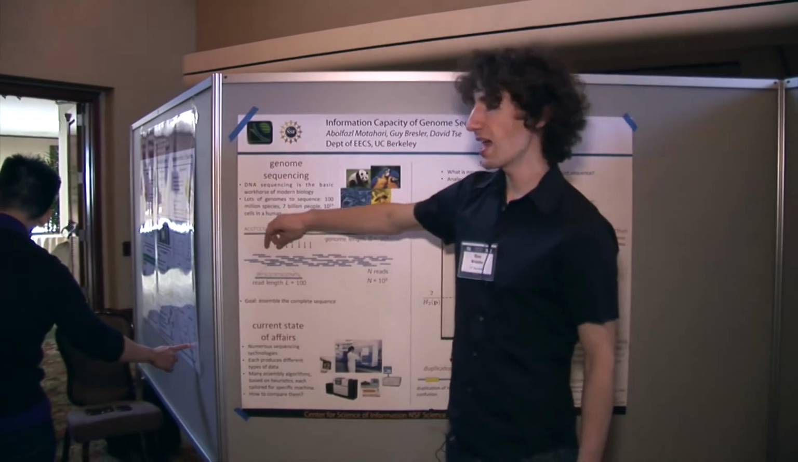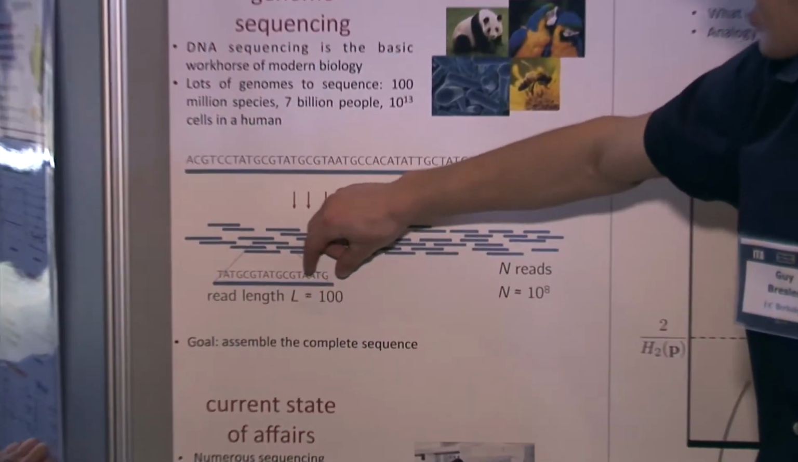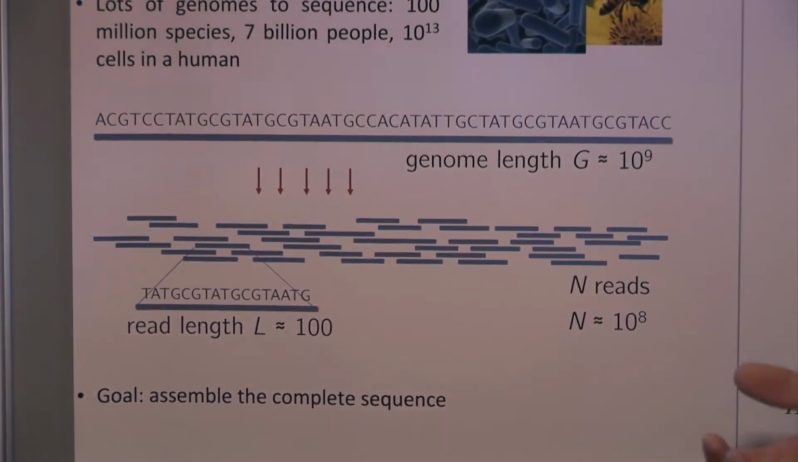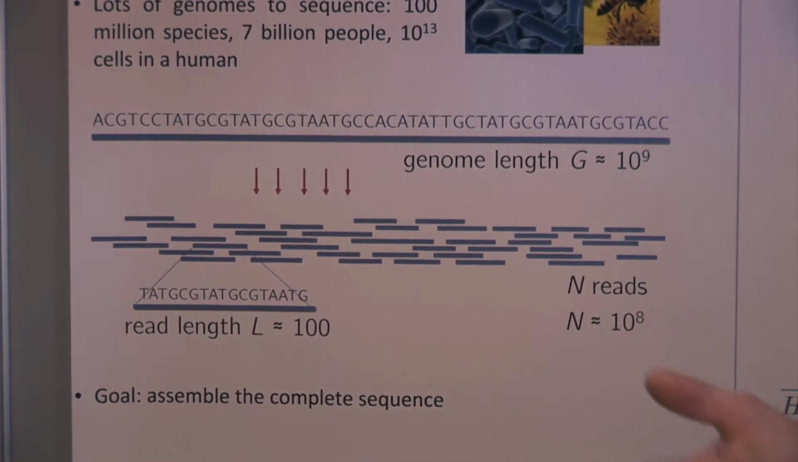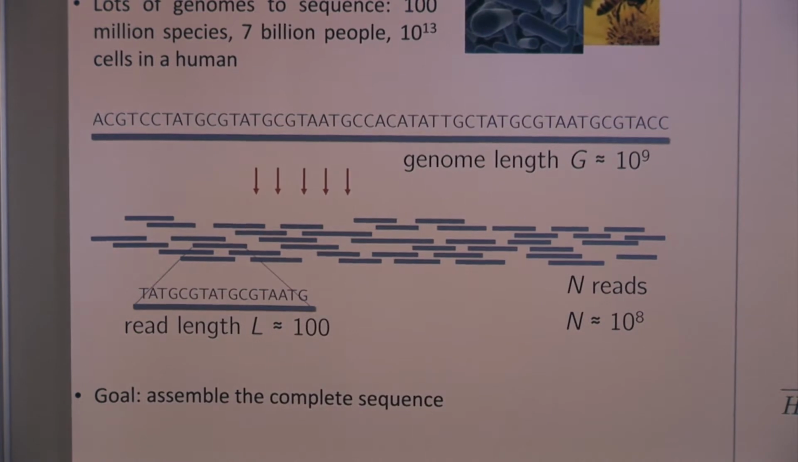So here in this schematic, each of these is called a read, and it's of length about 100 or 500. It's a parameter that depends on the technology. And there's a lot of these, approximately 100 million, maybe 200 million, some number. Given all these reads, you stitch them together in order to reconstruct the original DNA sequence.